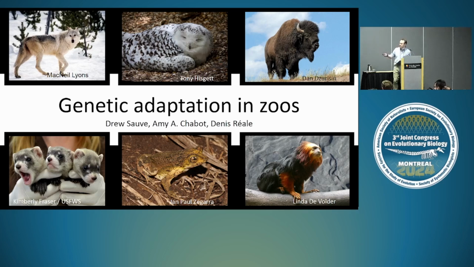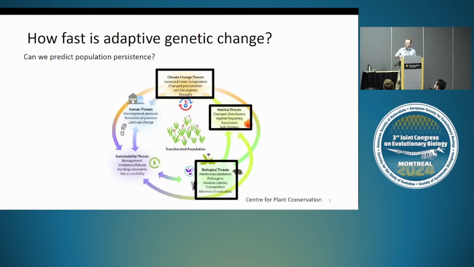So today I'm going to talk a little bit about genetic adaptation in zoos. Where I come from on this angle is that I started out studying wild populations, where we had these big questions about how fast adaptive genetic change was, particularly trying to answer questions like, can we predict population persistence in the face of things like climate change, habitat change, different changes in the environment in general?